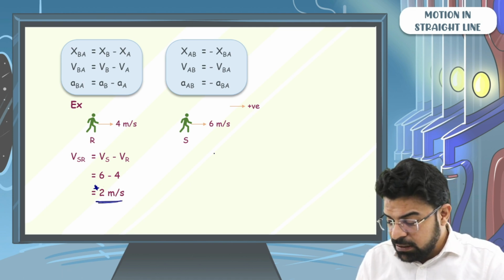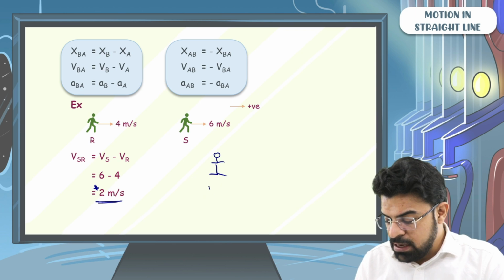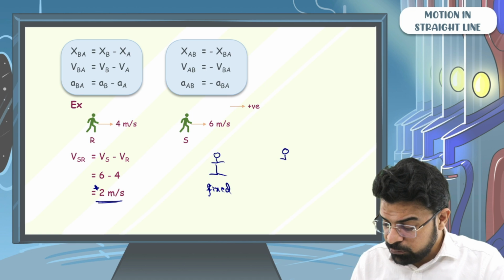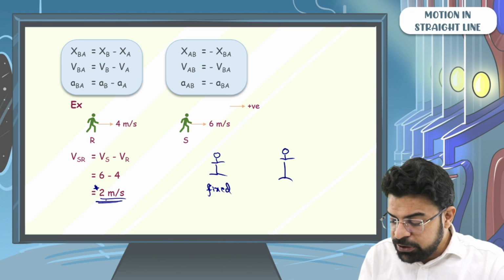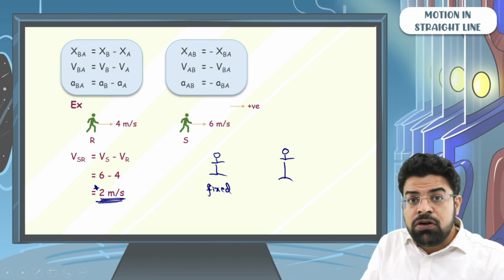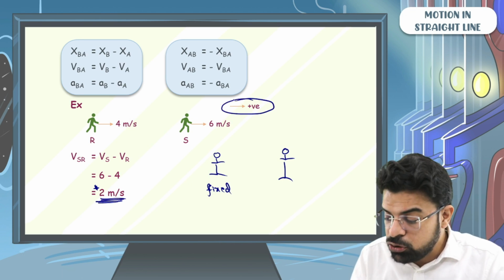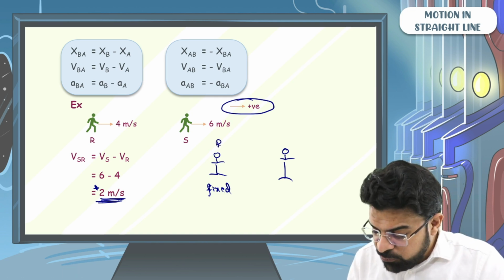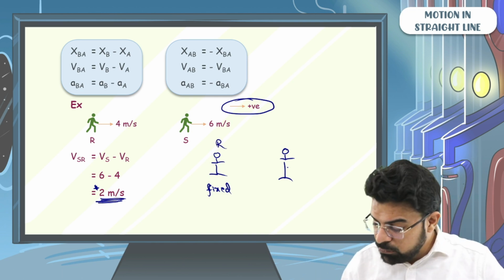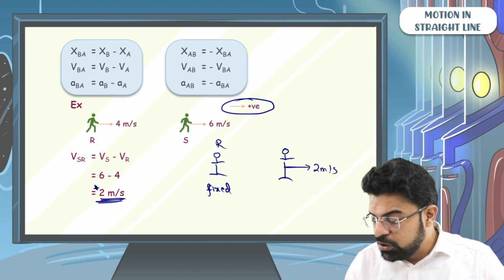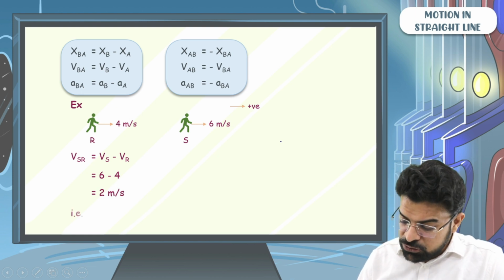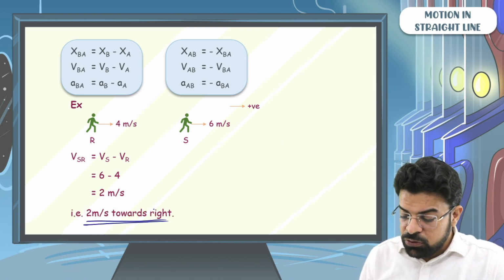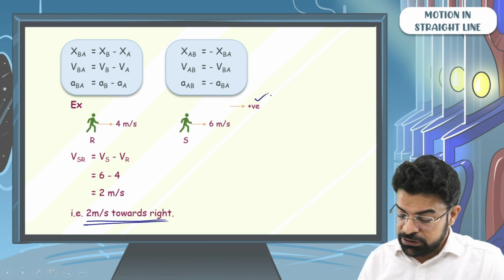Plus 2 means that in the frame of Ram, Ram will say, I am fixed, and this person Sham, as seen by me, goes in the positive direction with a speed of 2 meter per second. While solving this question, we assume the positive direction to be towards right. So in the frame of Ram, Ram will say I am fixed, and Sham goes in the positive direction with a speed of 2 meter per second. So that is 2 meter per second towards right, 2 meter per second in the positive direction.